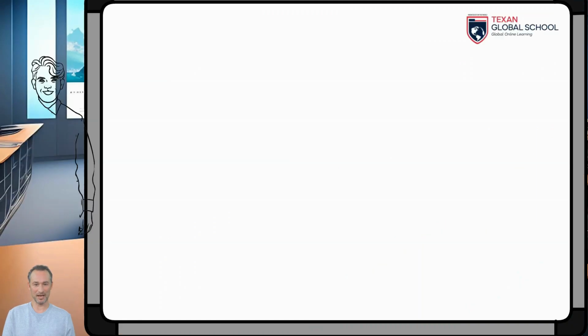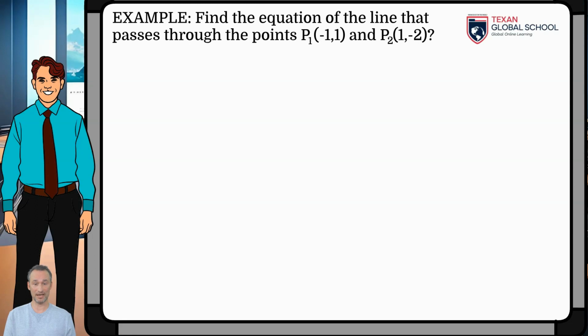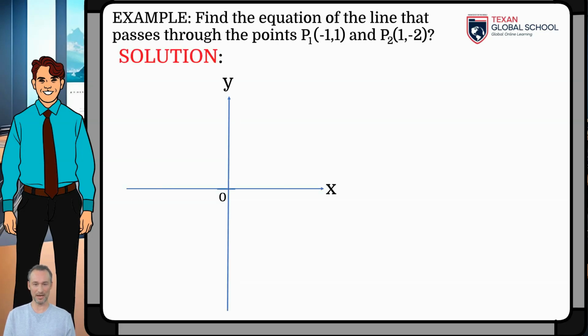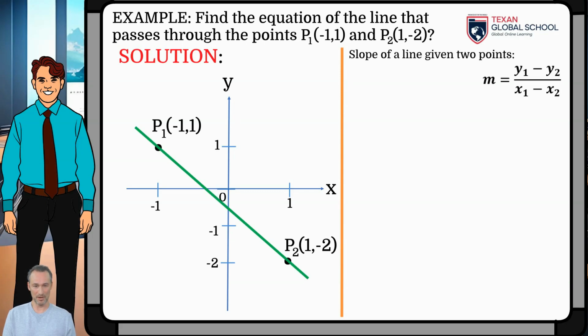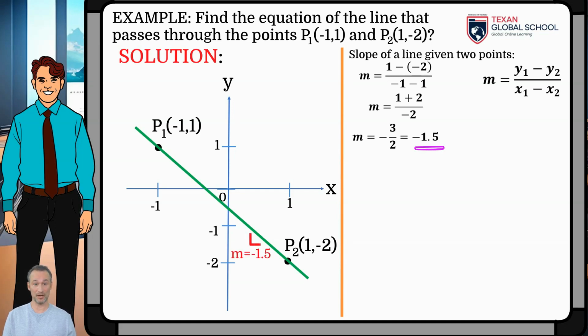In this last example, find the equation of the line that passes through the points P1 of coordinates -1, 1, and P2 of coordinates 1, -2. In this case, we can also plot the line directly, since we have 2 points. Now using the equation to obtain the slope of a line given 2 points, the slope of this line is -3/2.